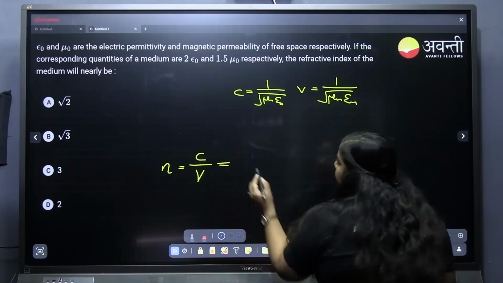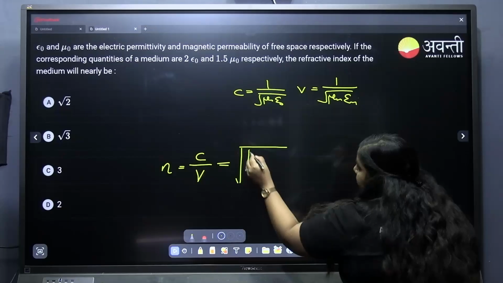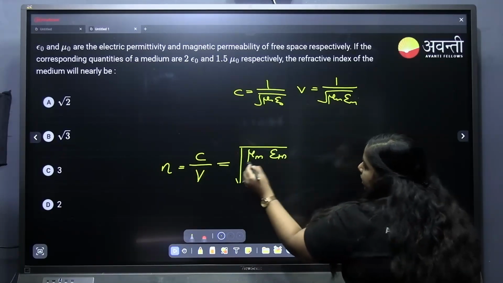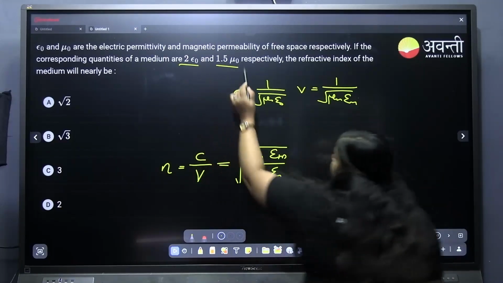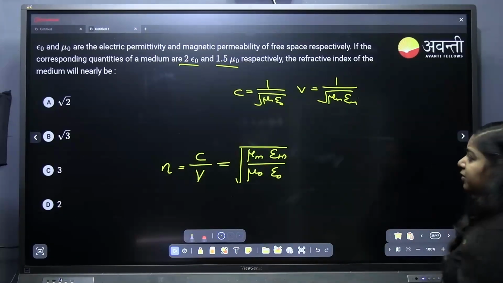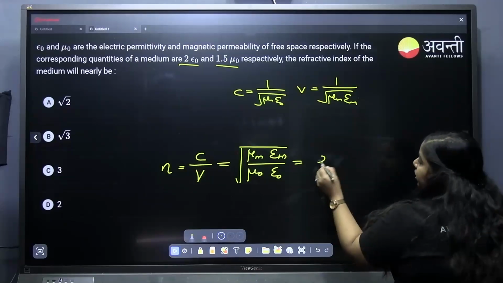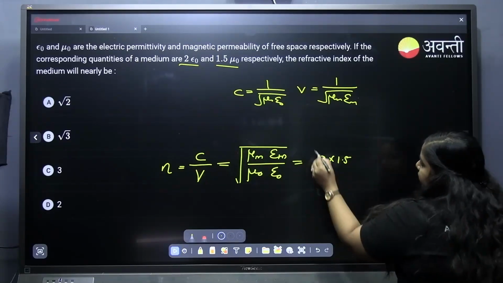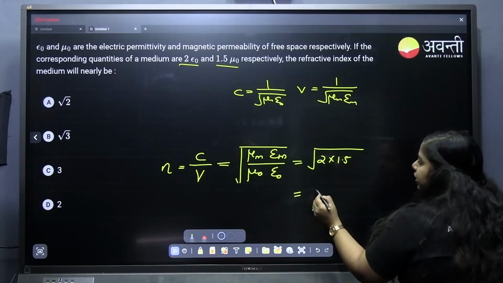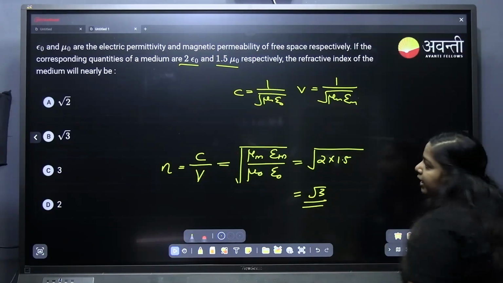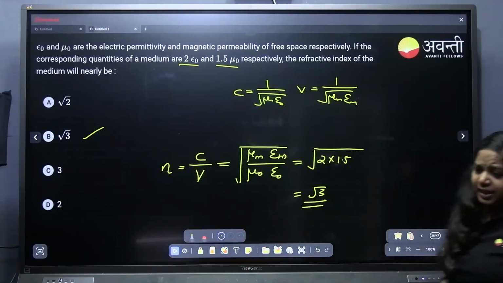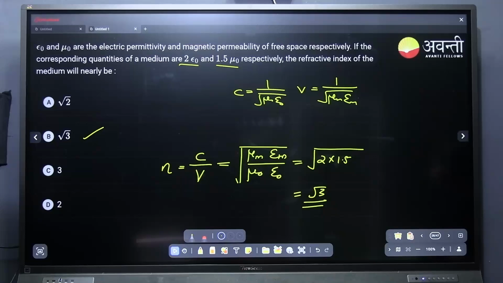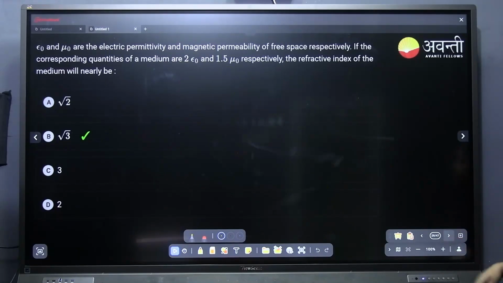So this will be equal to under root mu m epsilon m divided by mu naught epsilon naught. Mu m epsilon m is given. That is equal to under root 2 into 1.5. That is equal to root 3. Answer is option B. Is it clear? Okay, moving on to the next question.